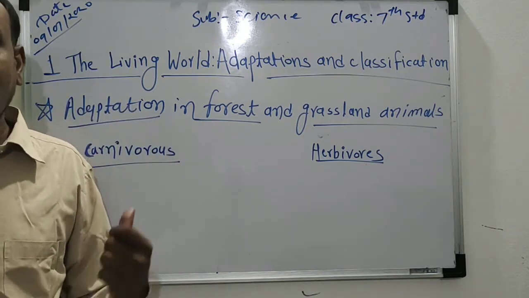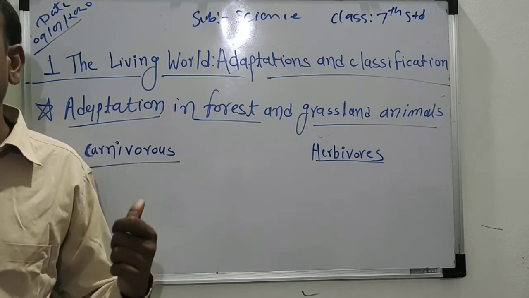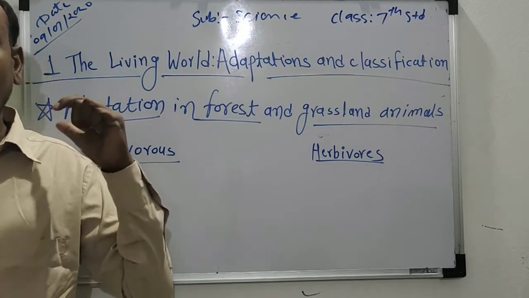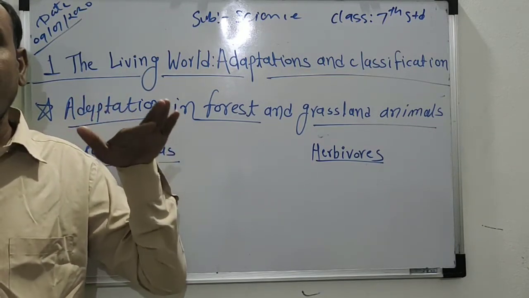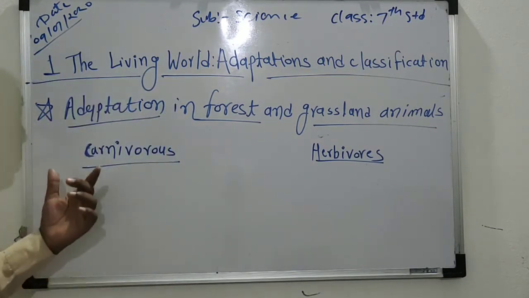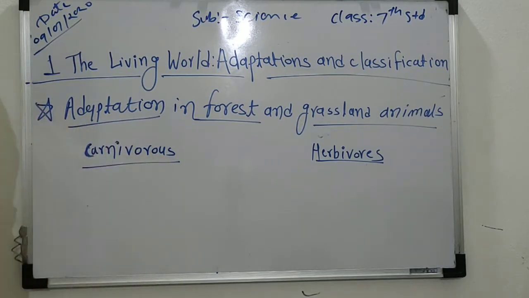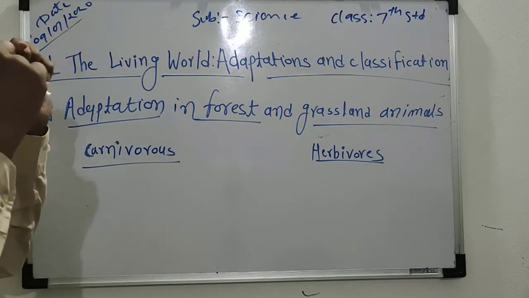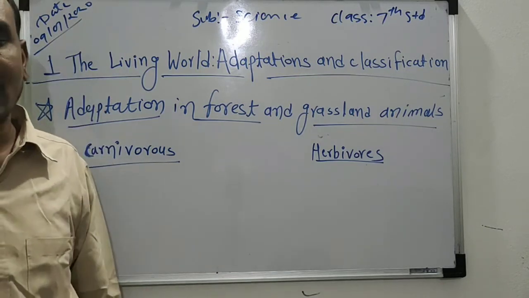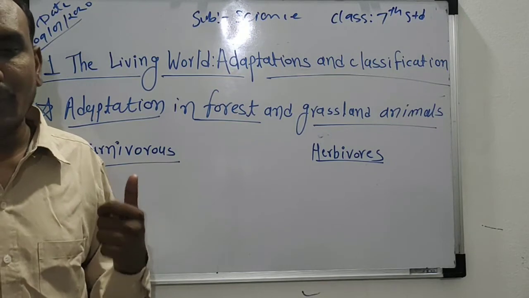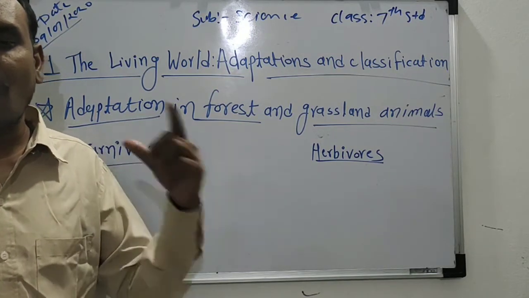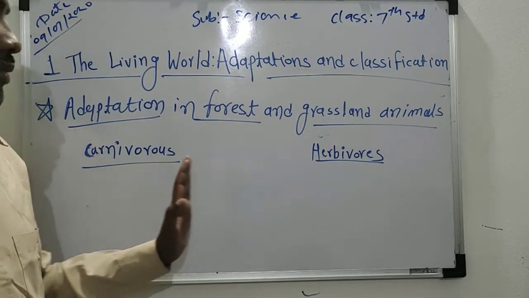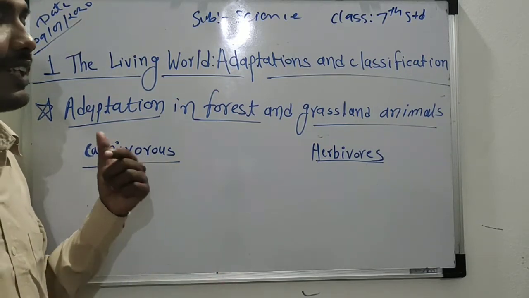Next adaptation of the carnivores is that the eyes of predatory carnivores are located in front of their head. You can see in the pictures, the lion's eyes are at the front of the head. And it helps them spot their prey from a long distance. So they can easily detect their prey from far away.